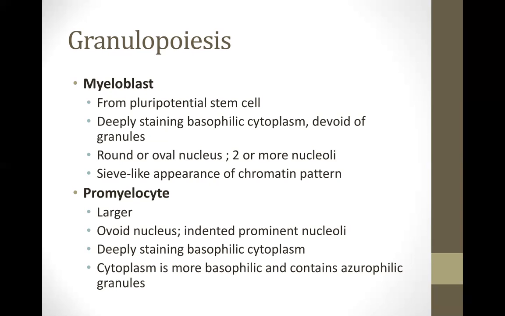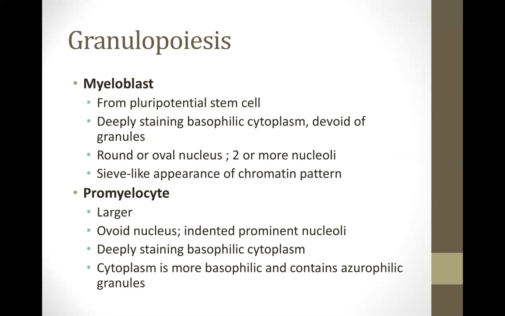Alright, so let's start with myeloblast. This is from the pluripotential stem cell as mentioned in the diagram. The myeloblast has a deeply staining basophilic cytoplasm and is devoid of granules at first. Wala silang granules. They are also described as having a round or oval nucleus with two or more nucleoli. A sieve-like appearance of chromatin pattern is seen in myeloblast.